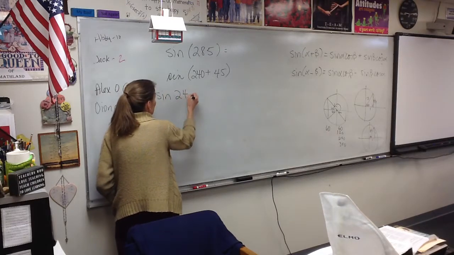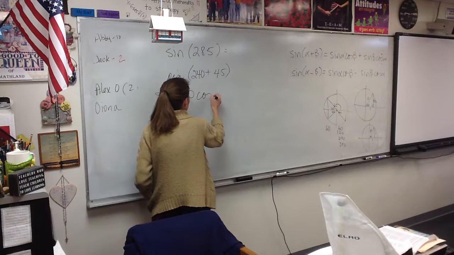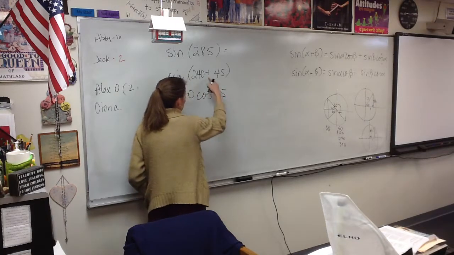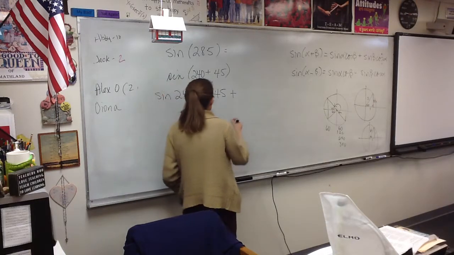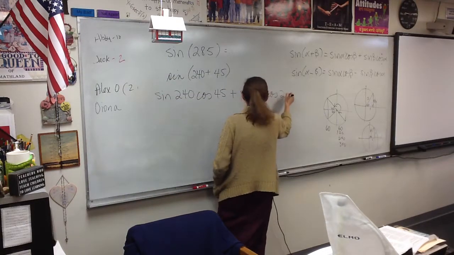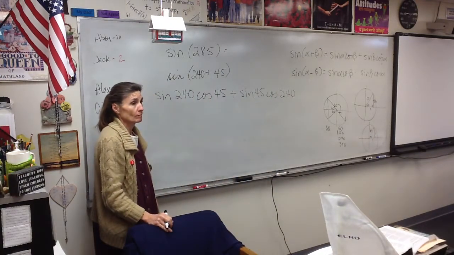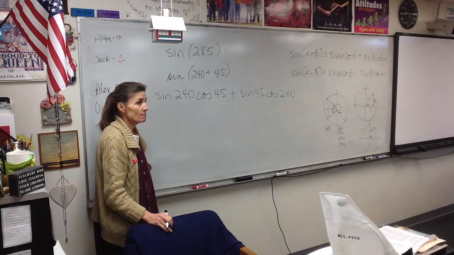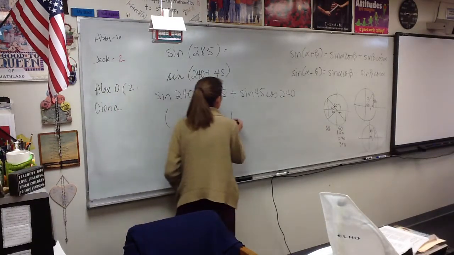Sine 240 cosine 45. Now this is an addition this time, so it's going to be plus sine 45 cosine 240. Is that okay with everybody? So now we got four numbers we got to plug in.